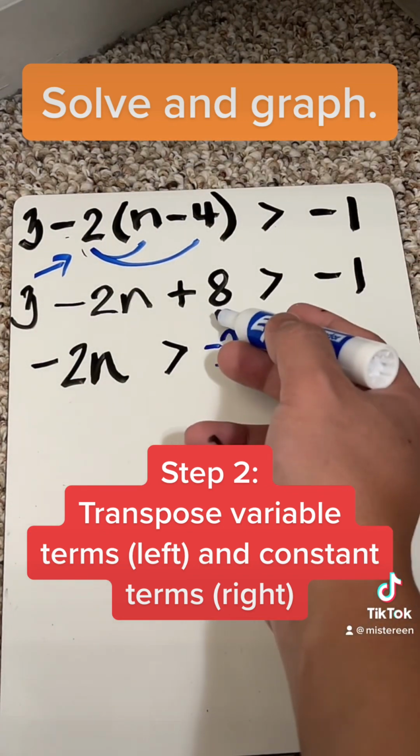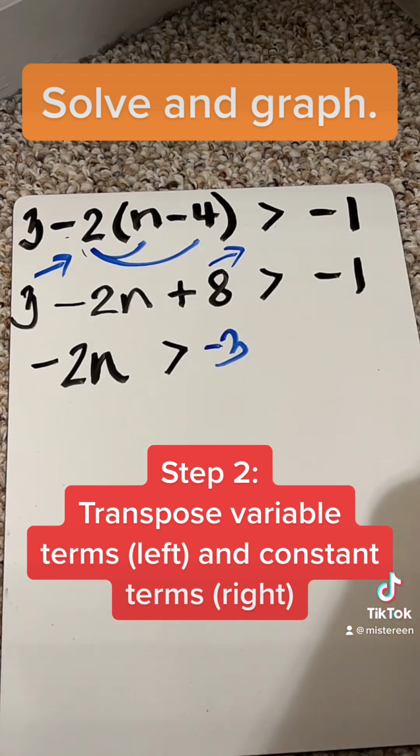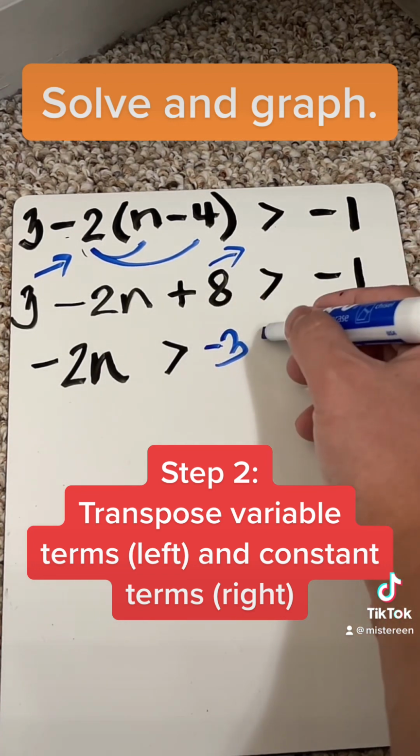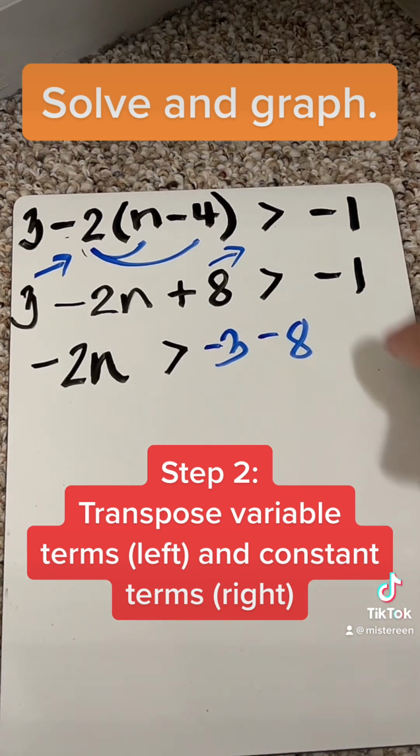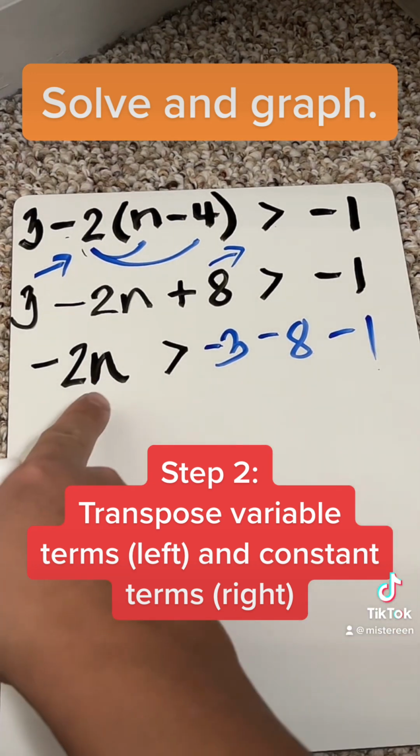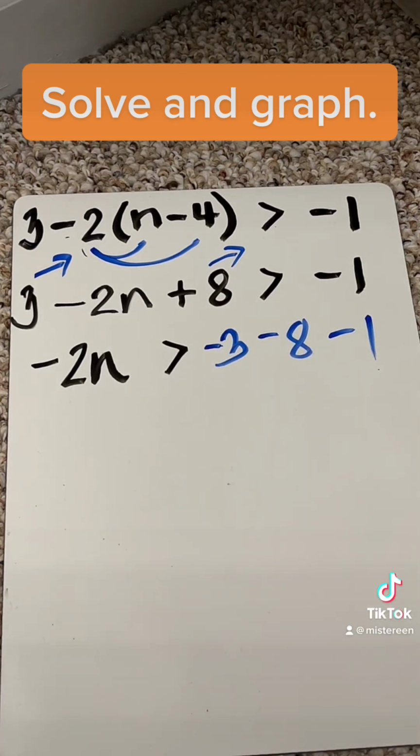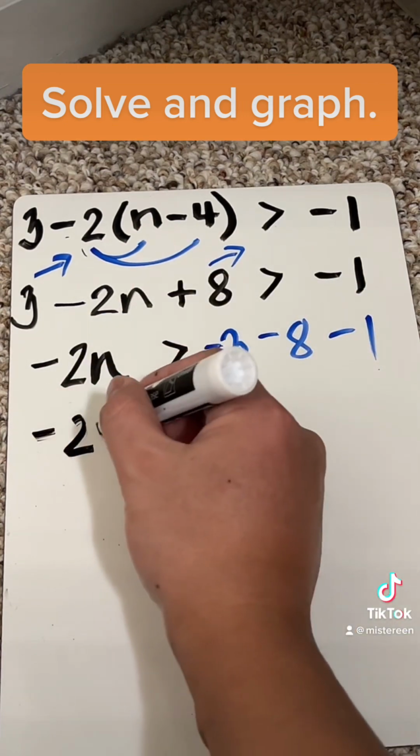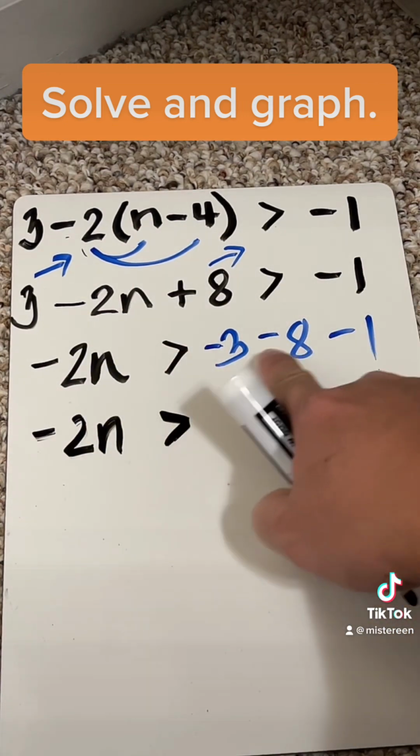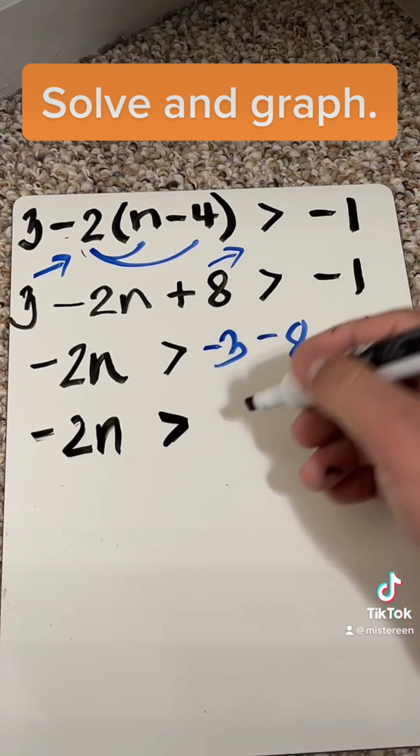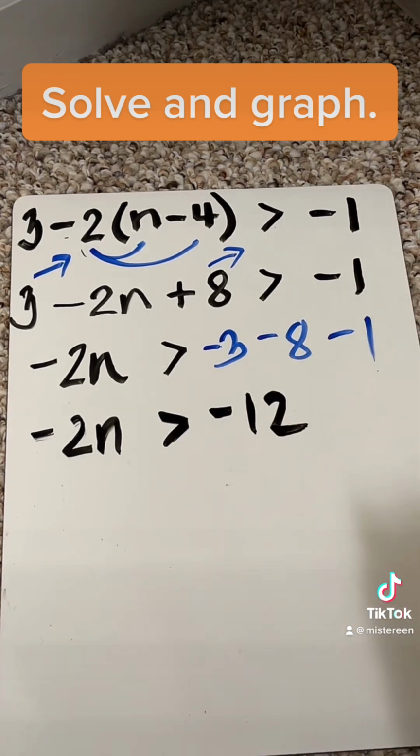And then another constant, positive 8, should be transposed to the other side. So from a positive 8, it becomes a negative 8. And then the negative 1 is already in the right side, so nothing will change. Just bring it down. Okay, so variable to the left, all constants to the right. Now remember the rule for transpose. And then we simplify. So negative 2n is greater than negative 3 minus 8 minus 1 is negative 12. All right, that's negative 12.